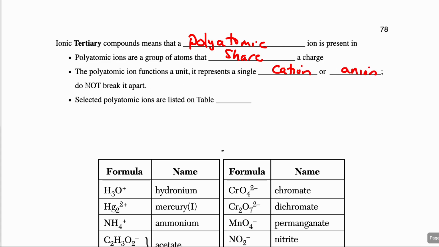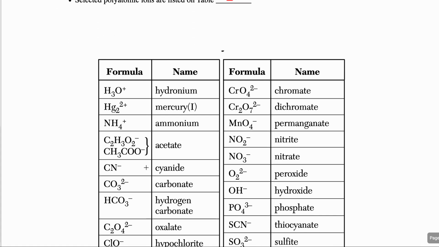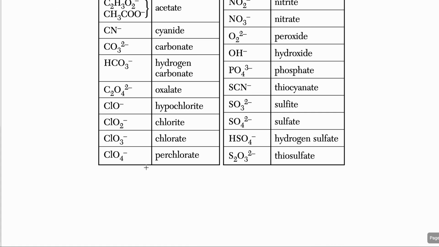And we do not break them apart when we go between the name and the formula, or the formula back to the name. We keep that poly unit together. There are lots of different polyatomic ions, but the ones that we need to be able to use and recognize are listed on our reference table E. So here is a copy of table E.